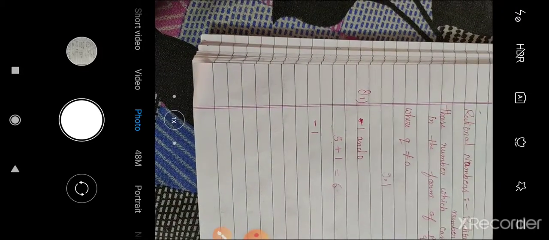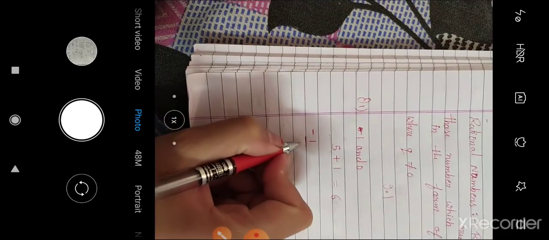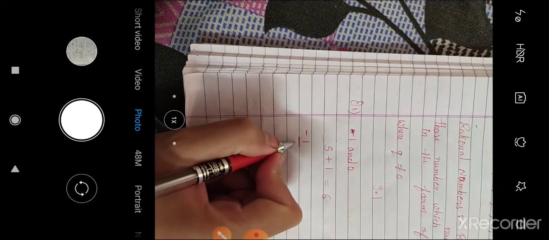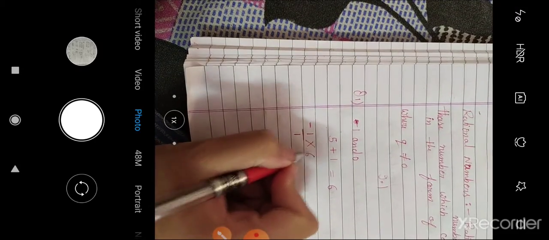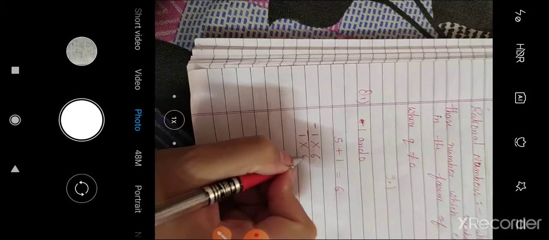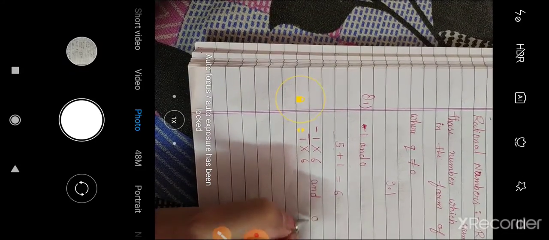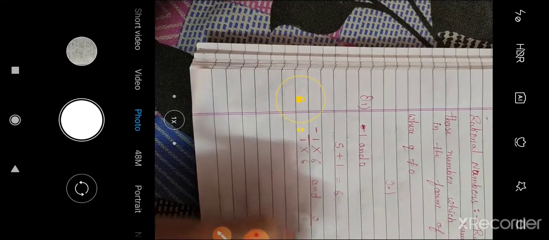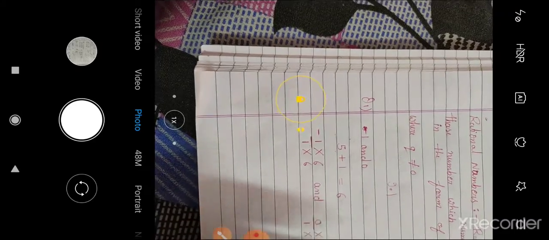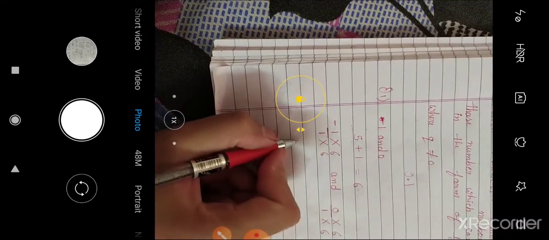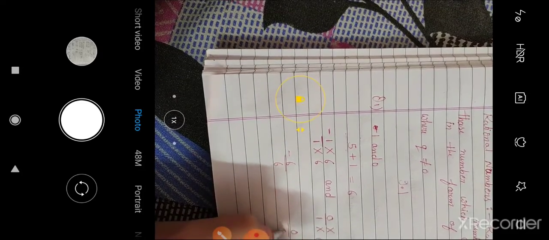Our first number is -1. In the form of p upon q, we can write this number as -1 upon 1. Now we are going to multiply the numerator and denominator of this number by 6. In the same way, we can write 0 as 0 upon 1. Now we are going to multiply both the numerator and denominator of 0 by 6. Now the resulting numbers are minus 6 upon 6 and 0 upon 6.